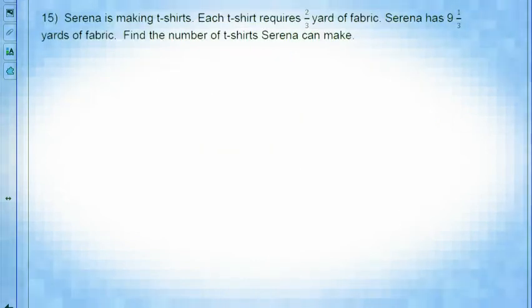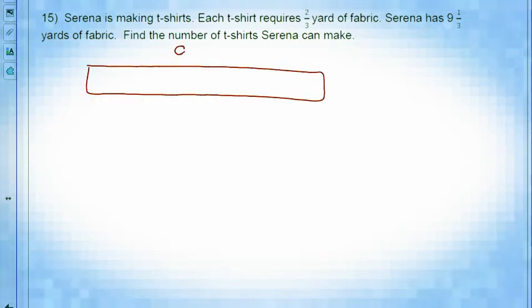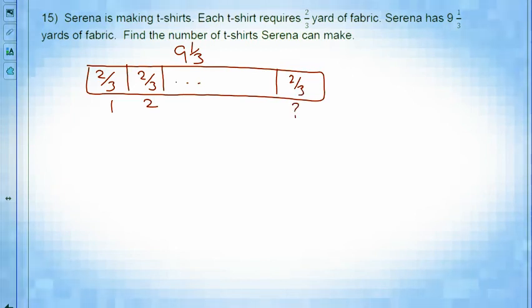Okay, Serena's making t-shirts, and each t-shirt requires 2/3 of a yard of fabric. She has 9 1/3 yards, and how many shirts can she make? And so here's my 9 1/3 yards of fabric, and we're pulling out groups of 2/3. There's a shirt. There's another shirt. How many shirts? So this looks pretty clearly like division. I'm dividing a whole up into equal parts. 9 1/3 divided by 2/3.